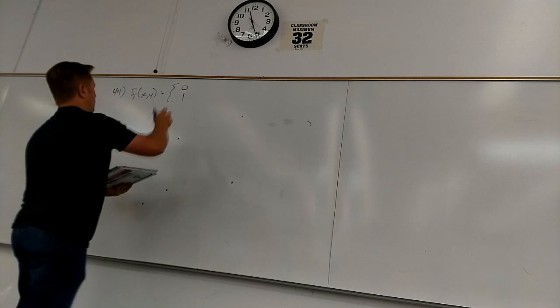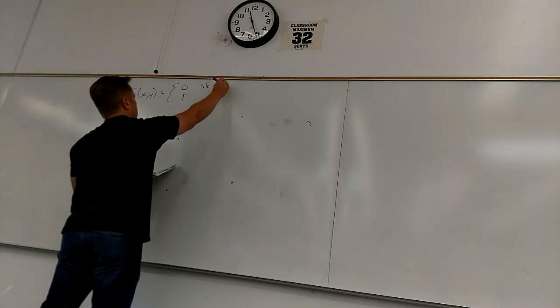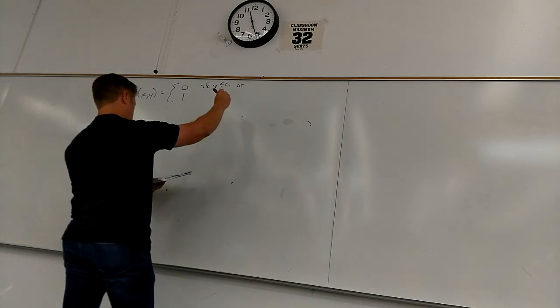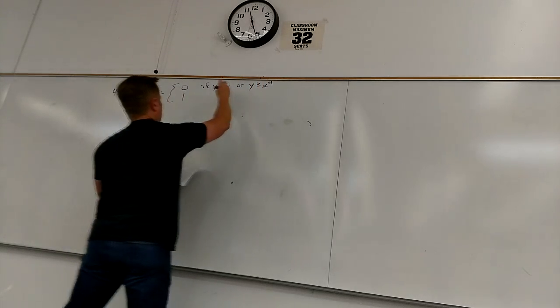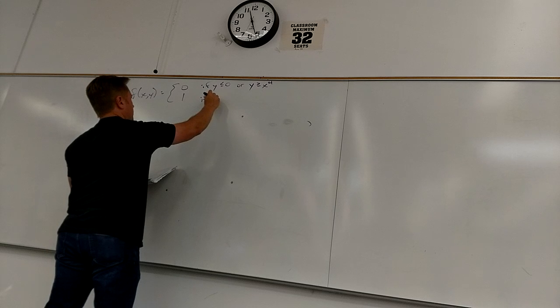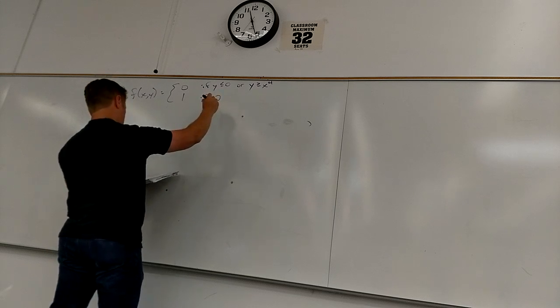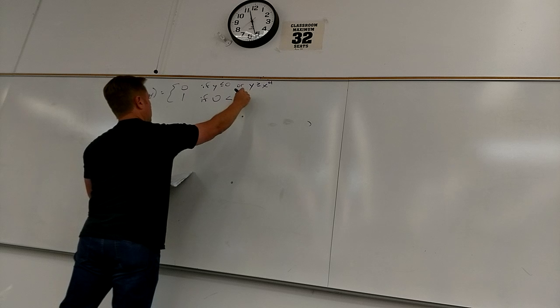Let's see where we go. All right. So if y is less than or equal to 0, or y is greater than or equal to x to the 4th, and if 0 is less than y less than x to the 4th.